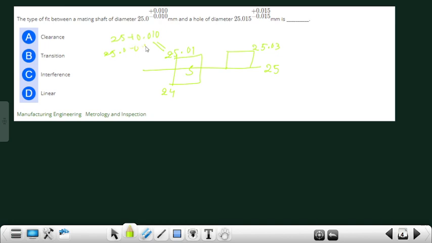25.0 minus 0.010, which is equal to 24.99. This is the hole. Sometimes the hole will be larger than the shaft and sometimes the shaft is also larger than the hole. So this is the transition type of fit. Next question.